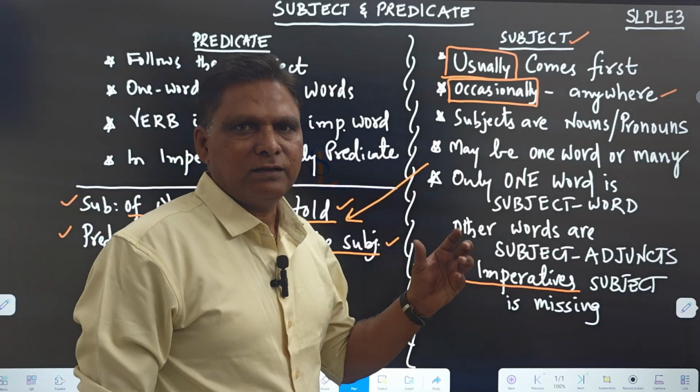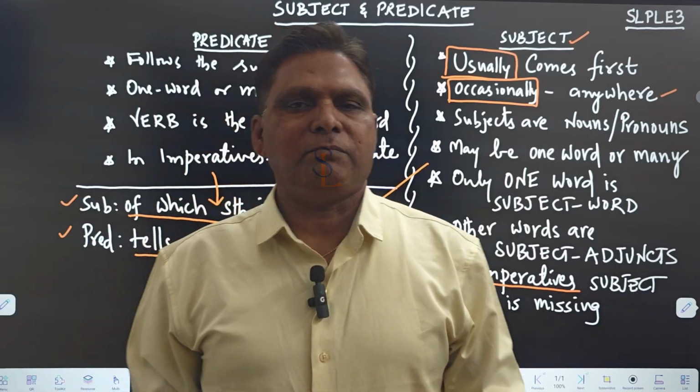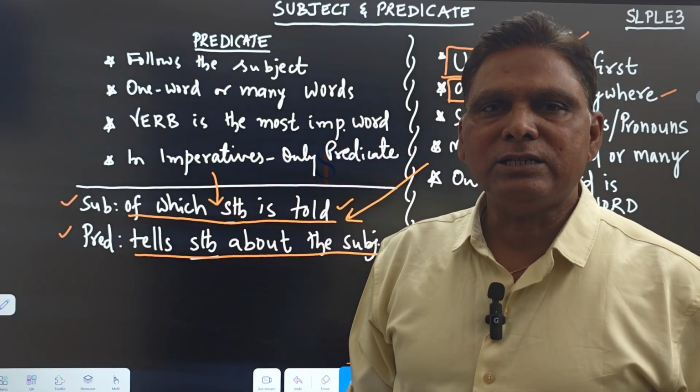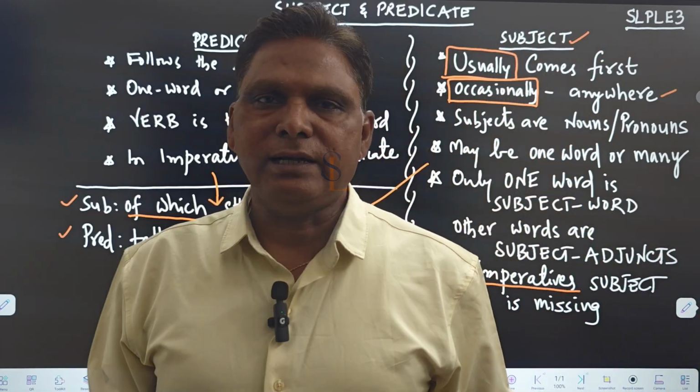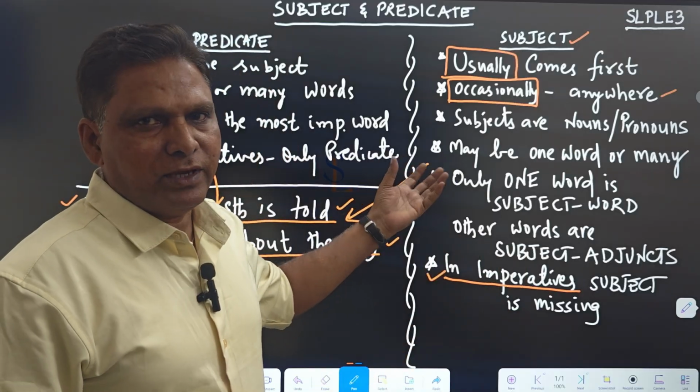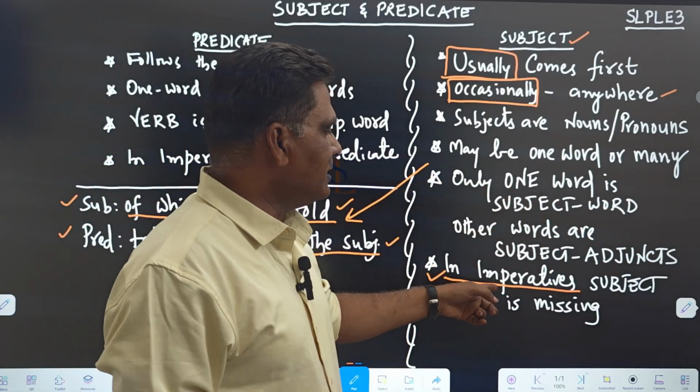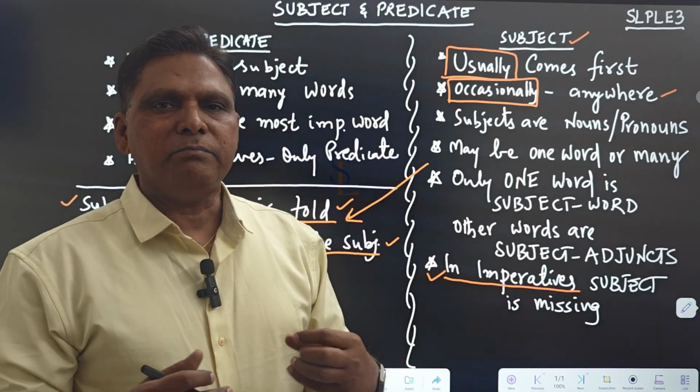So it all depends on poetic, it all depends on dramatic, it all depends on the intention or emotional outburst or the will and wish of the writer to put the subject somewhere or anywhere, or in sentences like imperatives, even miss it.